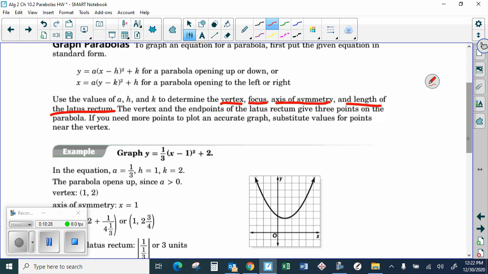Just latus rectum. Let's say that was where the focus is. The latus rectum is horizontally from there to there. That is the latus rectum right there. So that's why I talked about the endpoints of the latus rectum giving 3 points on the parabola. See, like that, there'd be a point on the parabola, there'd be a point on the parabola, and the vertex right there. So the vertex and the endpoints of the latus rectum are 3 points on the parabola, and then you can just sketch the rest of the parabola through there.